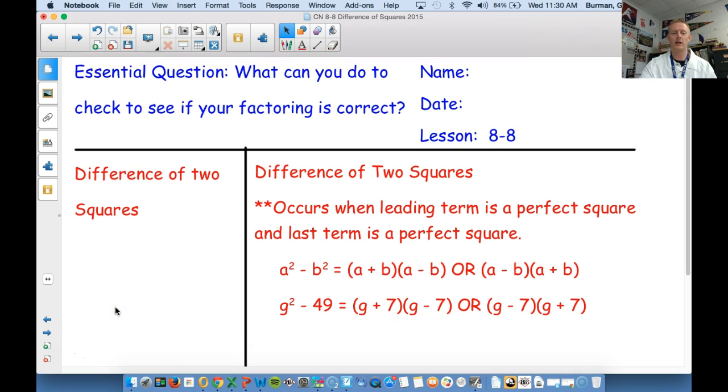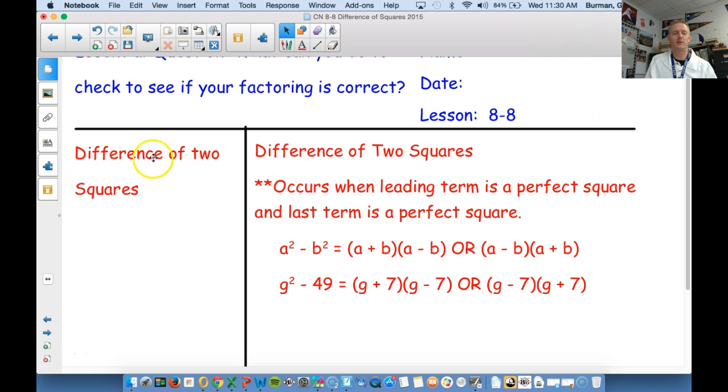If we check out our pattern here, it's called difference of two squares. It's called that because you're finding the difference of two squares. So here's a square, a squared, and the difference because it's subtracting, and b squared. So that means that when I FOIL it, I can just take the square root of the first one, the square root of the second one, and I'm going to separate by a plus and a minus.